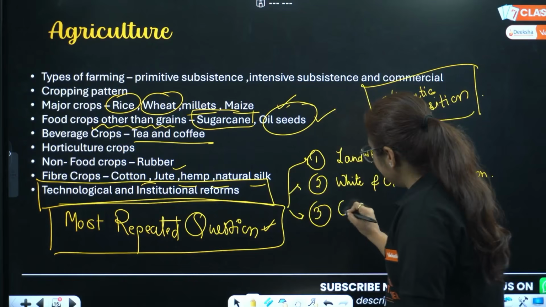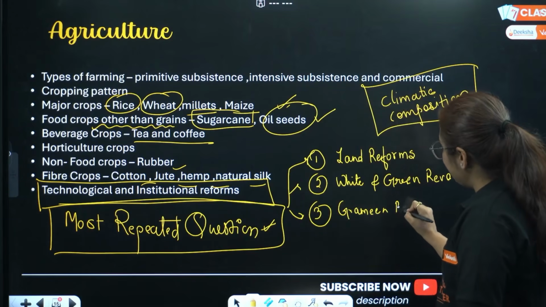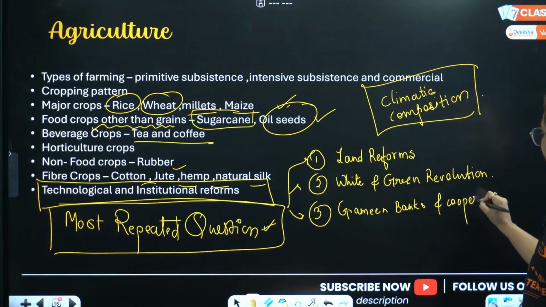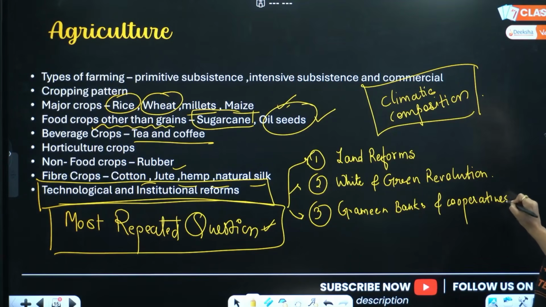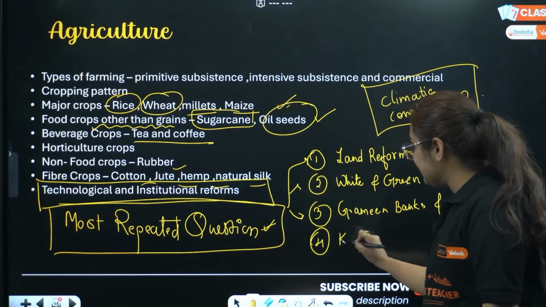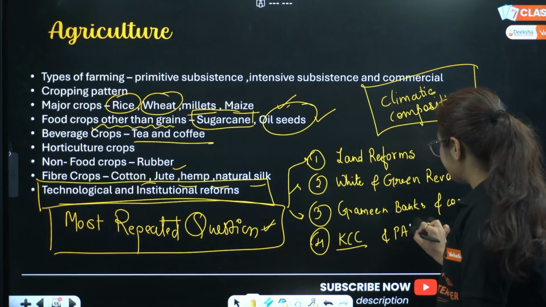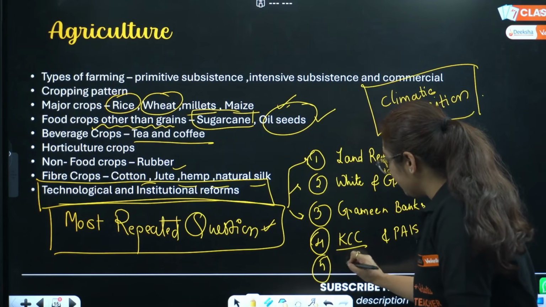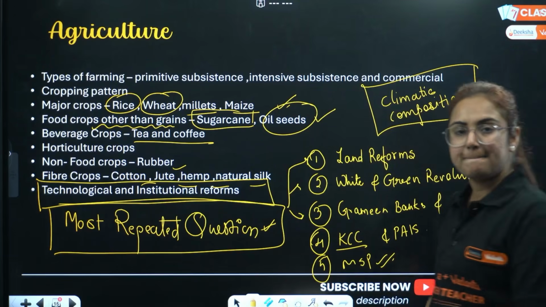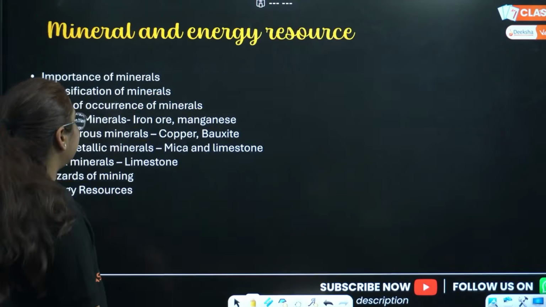Then we have seen the formation of, like this is institutional reform, Grameen banks and cooperatives, right? Banks and cooperatives, like giving cheaper loans to the farmers. Then we can see KCC. What is KCC? Kisan Credit Card. PAIS, Personal Accident Insurance Scheme. MSP, Minimum Support Price, studied in class 9th also. Okay, so this is the most important topic from the chapter agriculture.